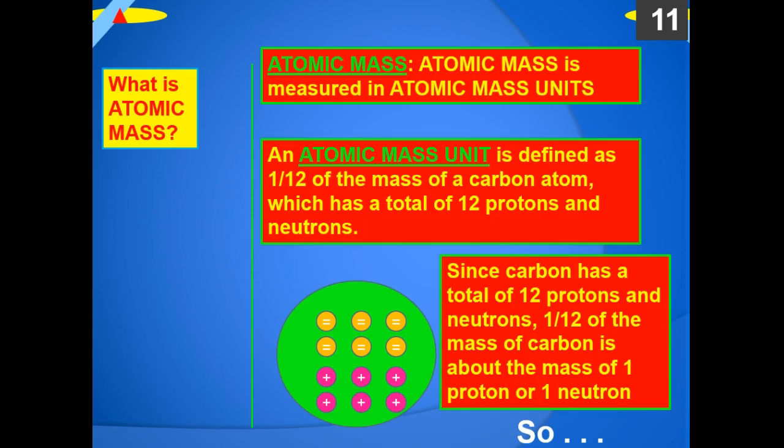So atomic mass is measured in atomic mass units. An atomic mass unit is formally defined as 1/12 of the mass of a carbon atom. Now, a carbon atom has a total of 12 protons and neutrons. So if you take 1/12 of a carbon atom, you're going to have an average mass that's just about exactly the mass of 1 proton or 1 neutron. A proton and a neutron, for our purposes in this class, have the same mass. There's technically a little difference, but for our purposes, we treat them as though they have the same mass. So since carbon has a total of 12 protons and neutrons, 1/12 of the mass of the carbon atom is the mass of about 1 proton or neutron.